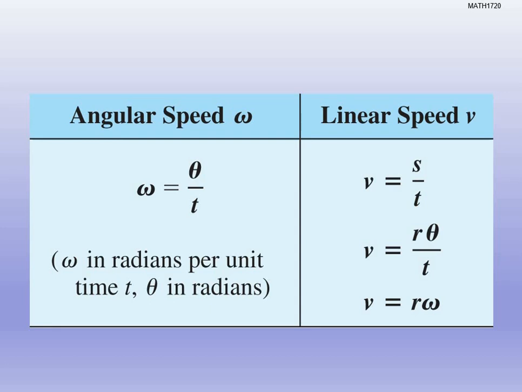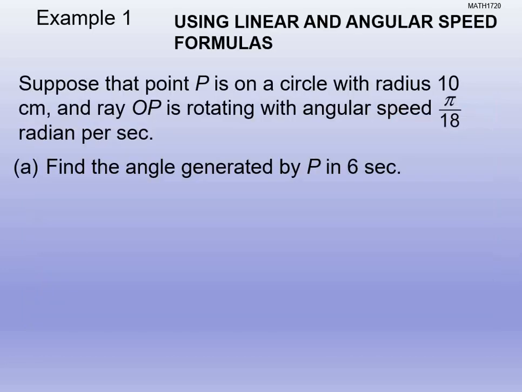Linear speed, we have a few more choices, right? It's S over T, which is arc length over T. The middle equation, R theta, is just rewriting S as R theta, right? That's the arc length. And then we can also replace that middle equation where we have theta over T with omega, using the angular speed on the left-hand side. So we have to be able to go back and forth between these given equations here, all right? So let's take a look at an example.